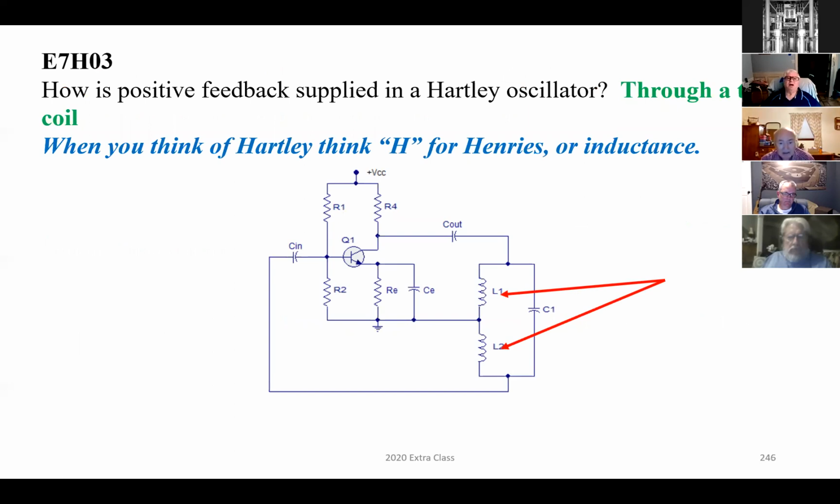Okay, how is positive feedback supplied in a Hartley oscillator? It's through a tapped coil. When you think of a Hartley, think H for Henrys or inductance. And there you go. There's a little schematic showing you the two L1 and L2 coils.